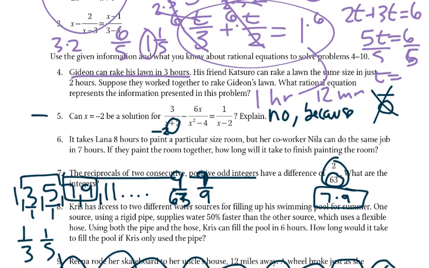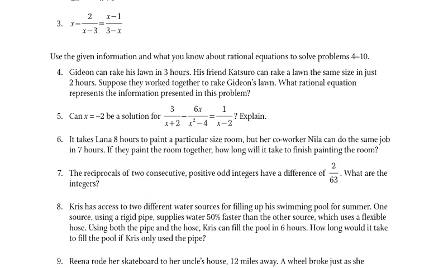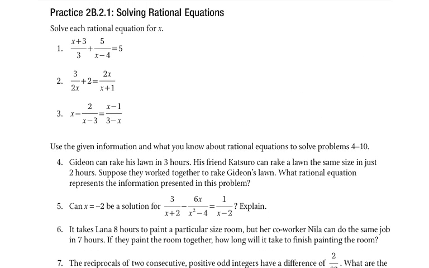Okay, now number 6, it says, it takes Lena 8 hours to paint a particular size room, but her co-worker, Neela, can do the same job in 7 hours. If they paint it together, how long will it take them to finish painting the room? Okay, so to paint one room, Lena takes 8 hours. Neela takes 7 hours to paint one room. Okay, we add it together. We want to know how long is it going to take them for one room?